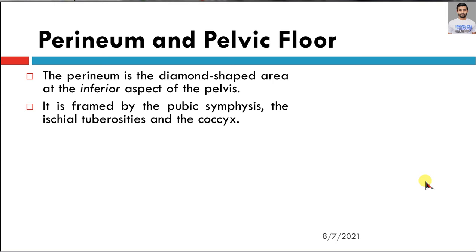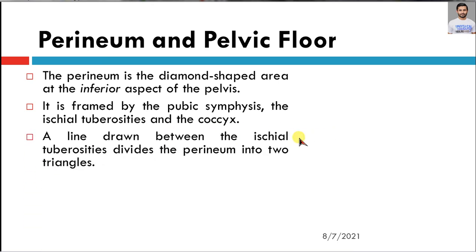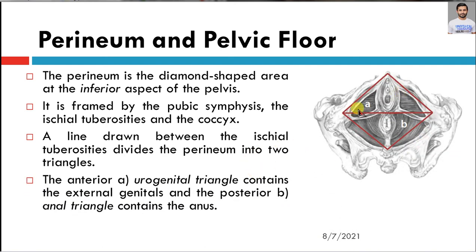The perineum and the pelvic floor. The perineum is the diamond shaped area, and it is present at the inferior aspect of the pelvis. It is framed by the pubic symphysis, the ischial tuberosities, and the coccyx. A line drawn between the ischial tuberosity divides the perineum into two triangles. Here you can see triangle A and triangle B. The anterior, or the A, is called the urogenital triangle. It contains the external genitals, and the B, it contains the anus.